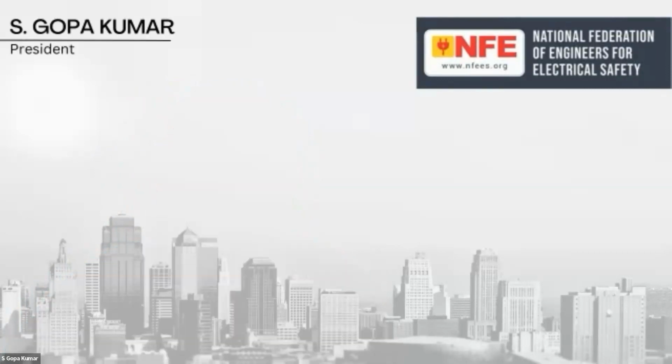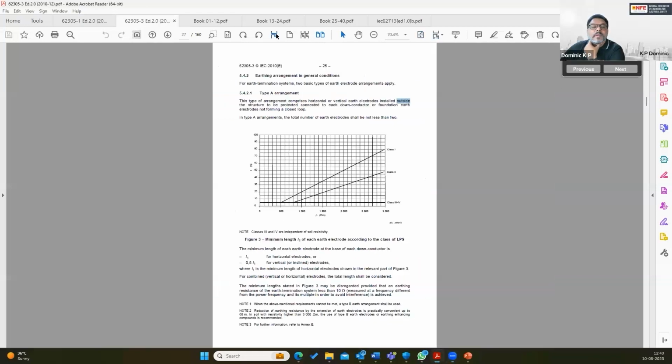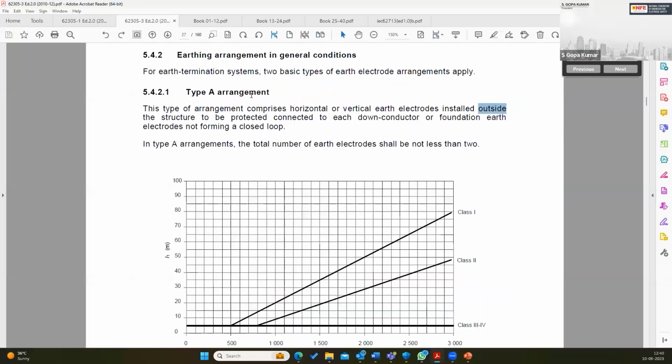Anyway, to Mr. John, I have found the clause in the standard. I was just searching, and you can see the heading of type A means vertical rod. Type A arrangement: this type of arrangement comprises a horizontal or vertical earth electrode installed outside the structure to be protected. Outside. So this word itself is clear, and I think further explanations are not required. Okay, I will look into that, sir. Thank you very much, sir.